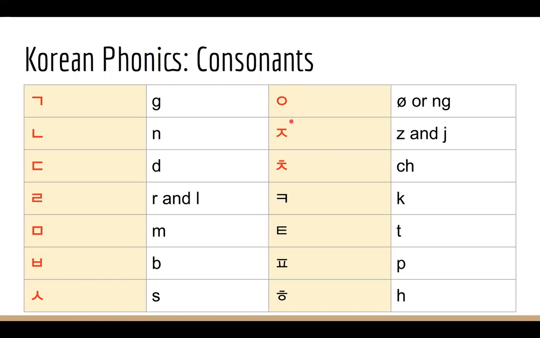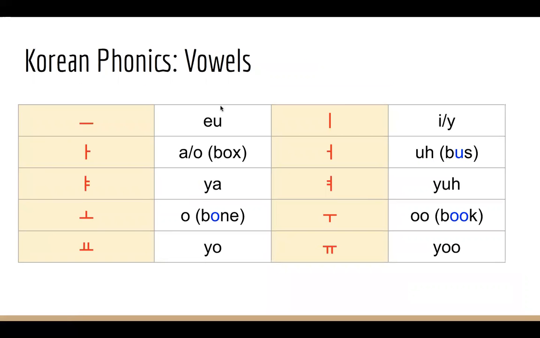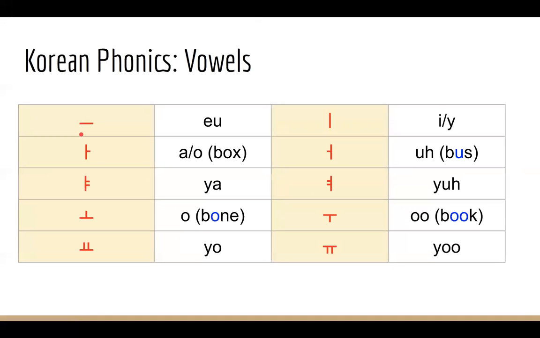Ng. The next consonant is T, Ch, and finally Ch. Again, pause this video and figure out what belongs in each blank section. 3, 2, 1. The answers are U, A, Ya, O, Yo, I, U.